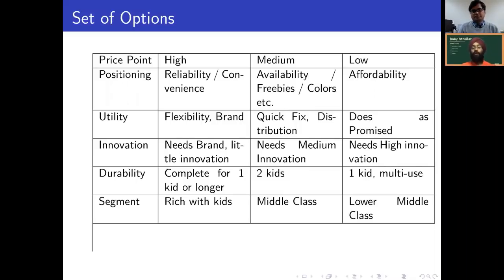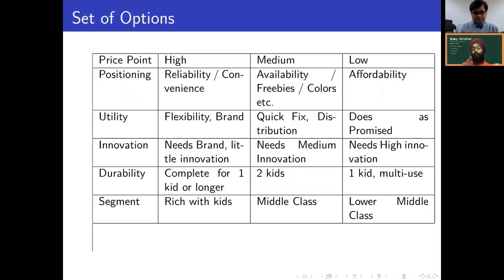Durability, of course, could be key. If you're looking at the Godrej model, then it could be that your grandchildren will also use it. It could be, for one kid, this stroller will not give you any problems. Of course, for a medium product, it could be good for 2 kids. You can have a kid right now, a kid 4 years later, and this stroller will work, right?